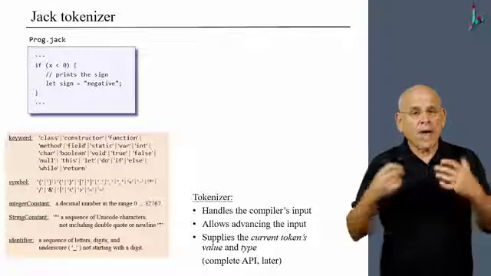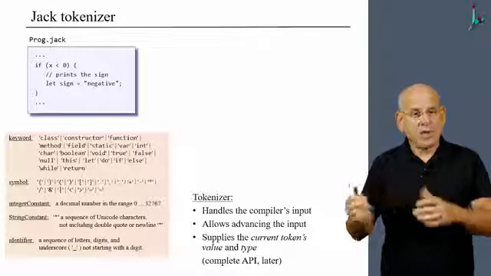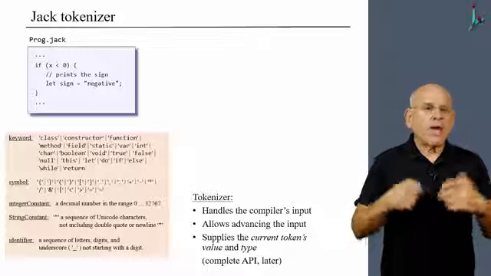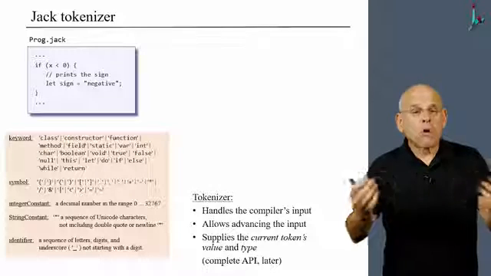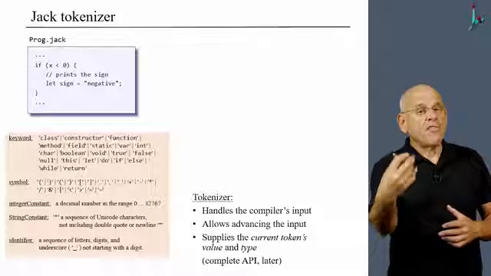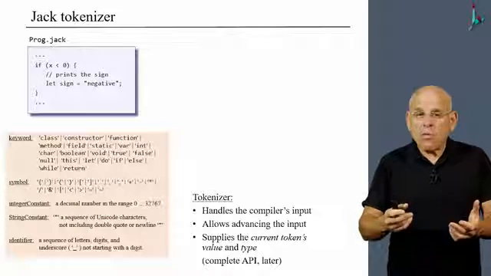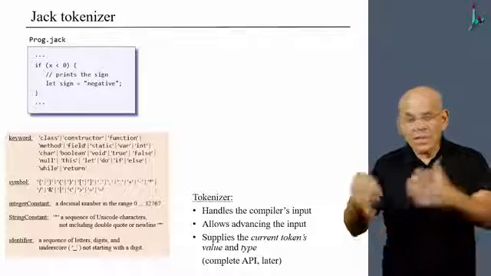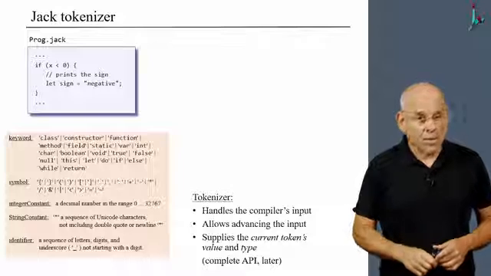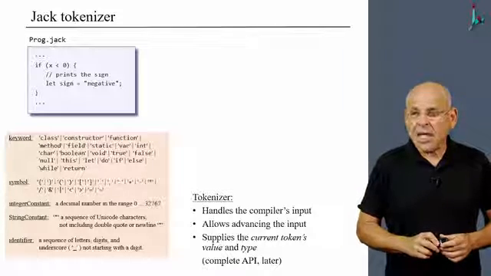First of all, it will allow us to view the input as a stream of tokens. It will allow us to ask questions like, are there more tokens to process? And if so, can you give me the next token? And can you tell me what is the value of this token? What is the type of this token? And so on. So the tokenizer provides all these nice services.